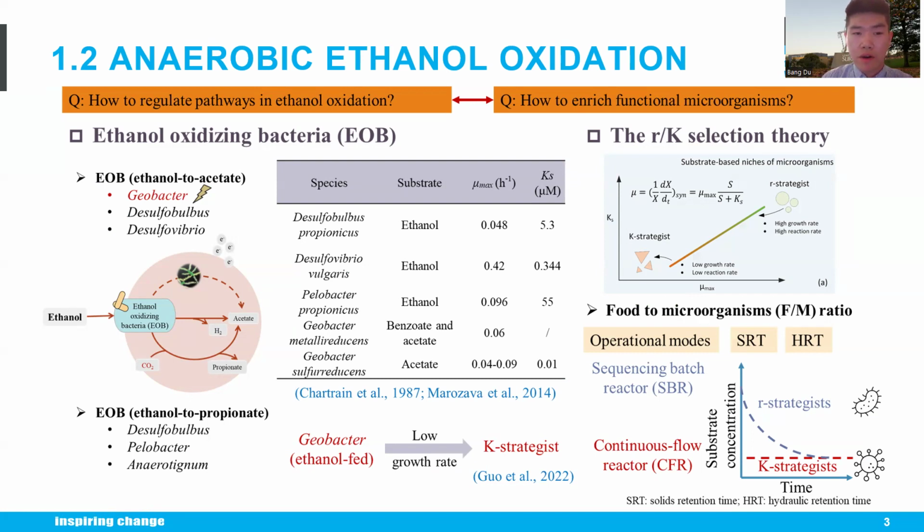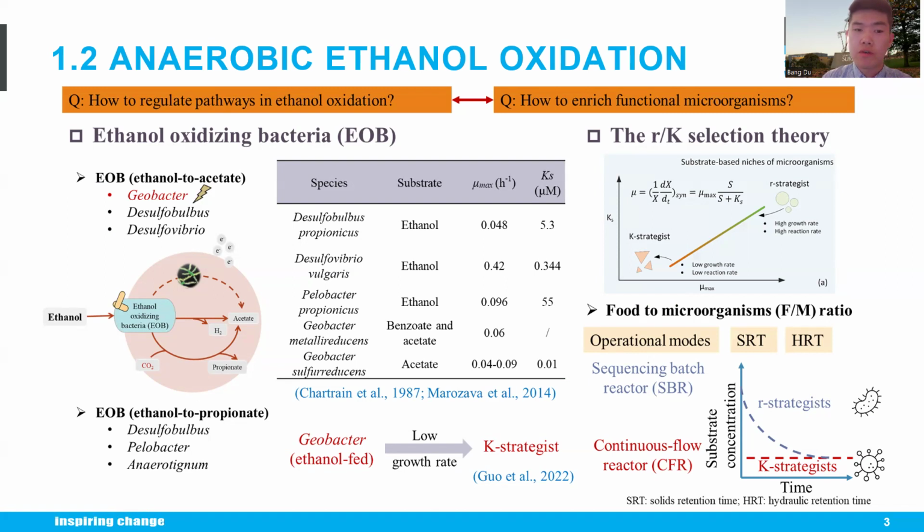Basically, organisms could be separated into r strategists and K strategists. r strategists refer to a non-crowded environment with high growth rate and high reaction rate. And K strategists prefer a resource-limited condition with a low growth rate and low reaction rate. So the key factor in regulating r/K strategists is the food to microorganisms ratio, or F/M ratio.